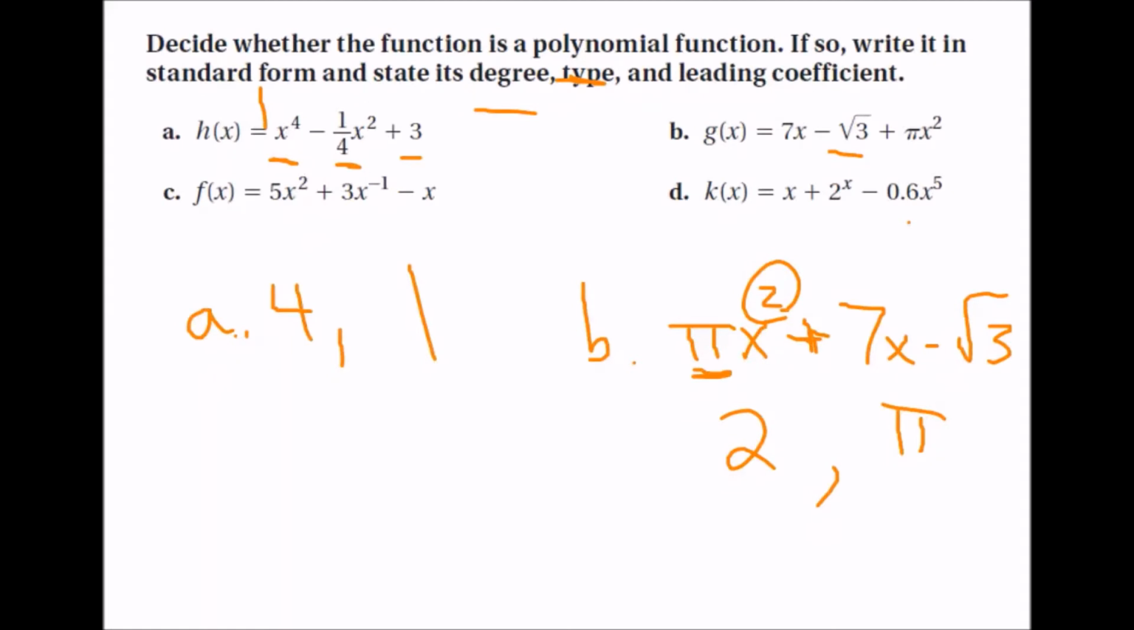Let's look at those other two. So c, it's 5x squared plus 3x to the negative 1. That's got a negative exponent. This is not a polynomial function. And d, it's x plus 2 to the x. Okay, that exponent is not a number, it's an x. That's also not a polynomial function.